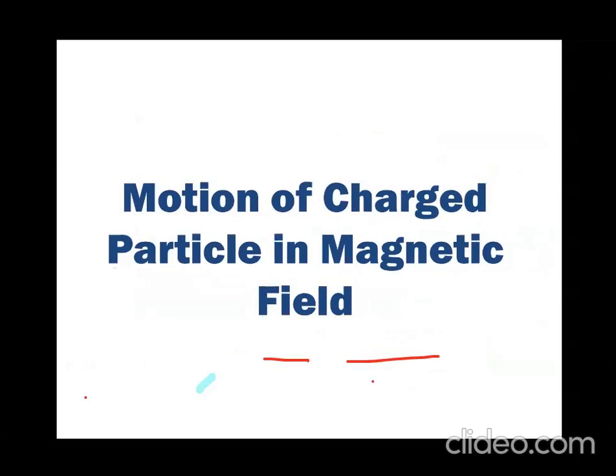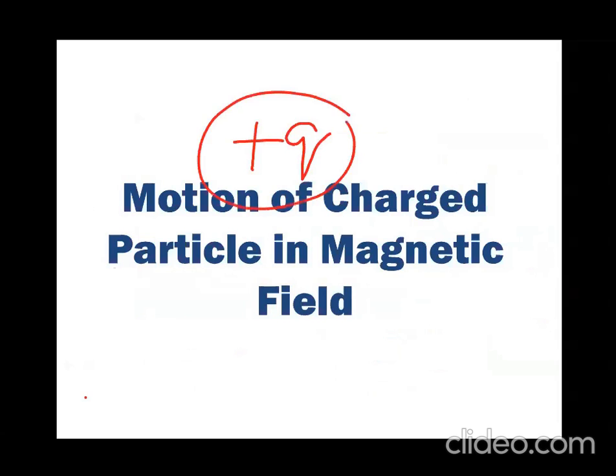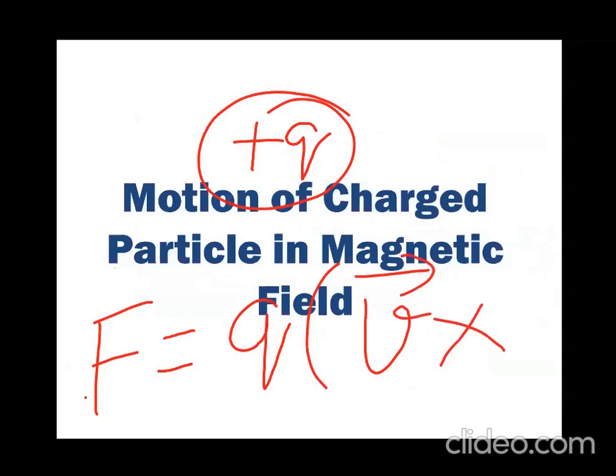Now let's move to the motion of a charged particle in a magnetic field. We saw that if you have a charge, a small charge plus q, placed in an external magnetic field, the force acting on that charged particle in the external magnetic field B is F equals q V cross B. This is a force, right?